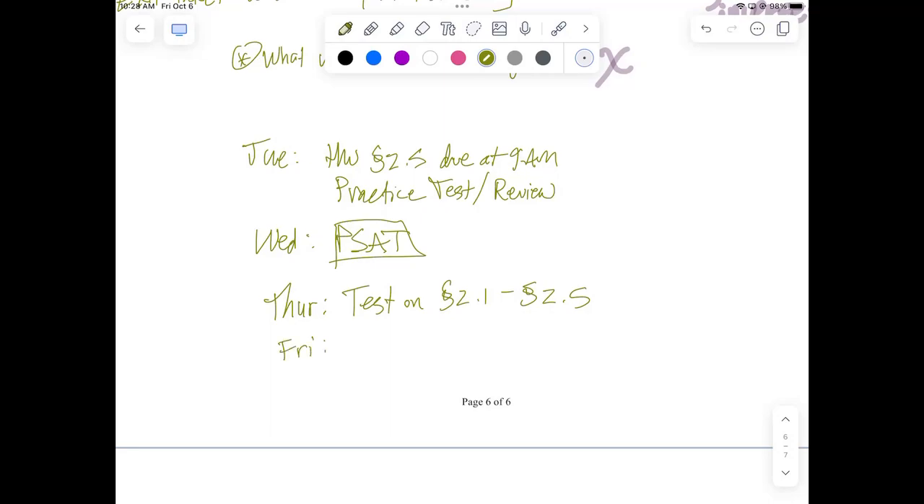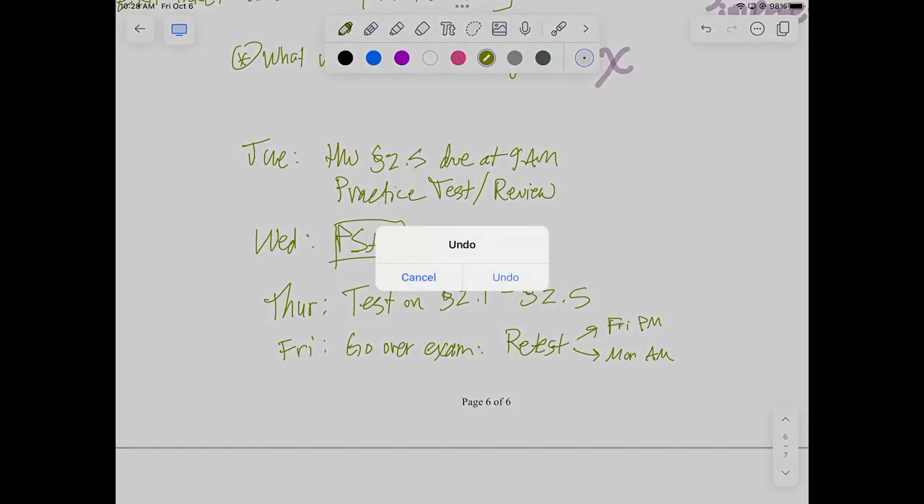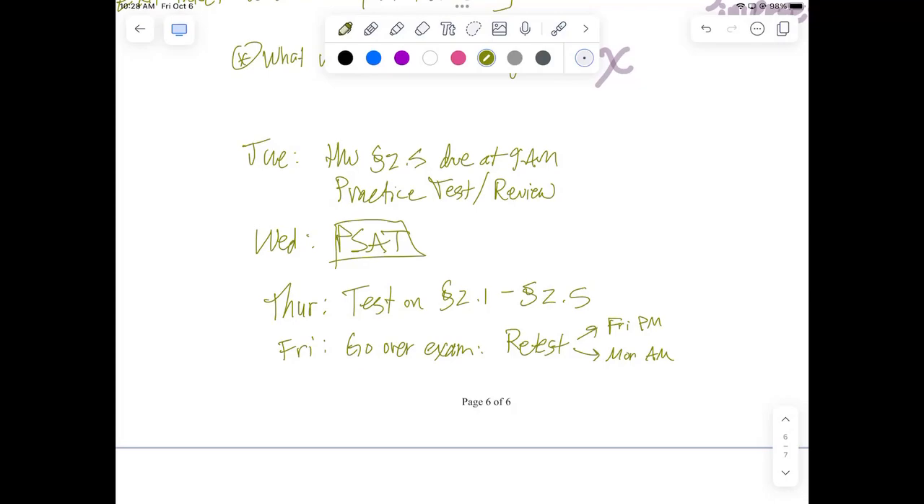And then on Friday, next Friday, we're going to go over the exam in class. You'll have them back already because if you need to retest, that's the last day of the 9 weeks. You either retest Friday after school or Monday before school for the retest after we go over it. We'll go over it in class on Friday, and then you either retest Friday afternoon, I'll stay here, or Monday morning because my grades are due this Monday morning at 10 a.m.